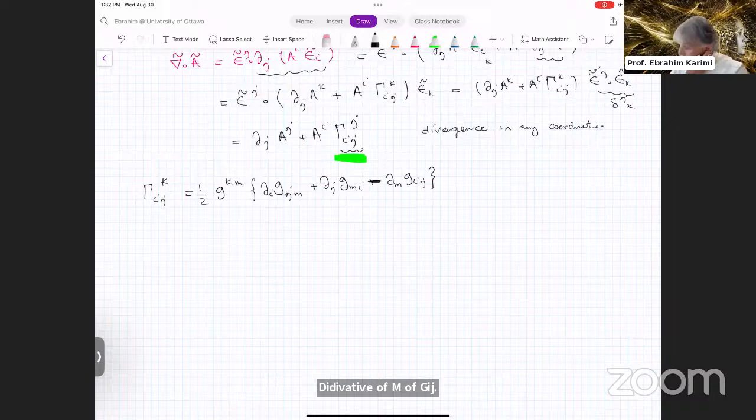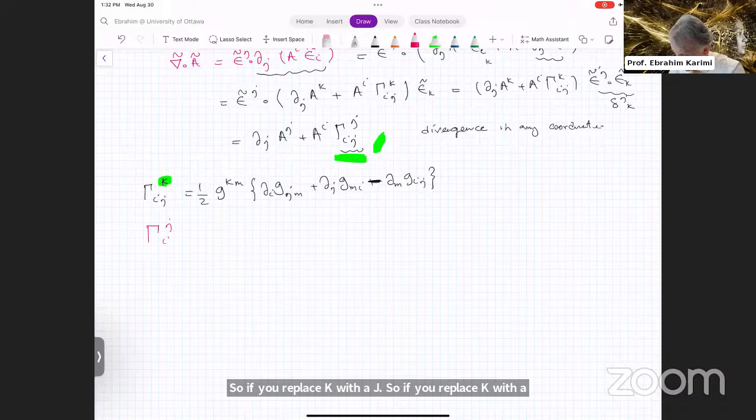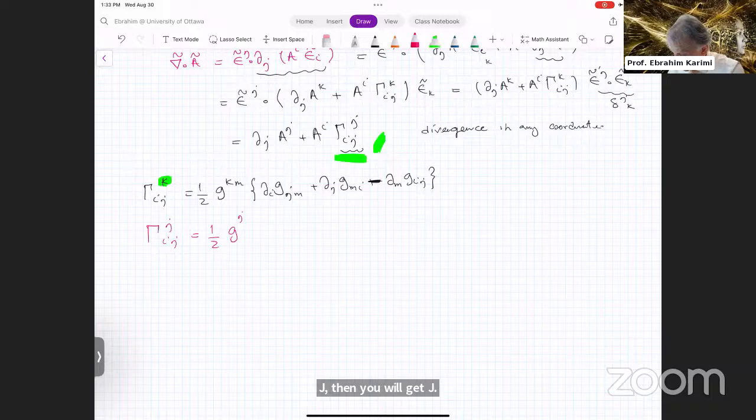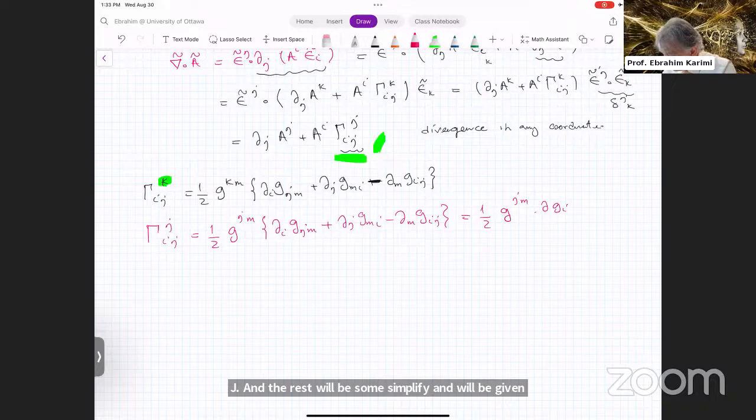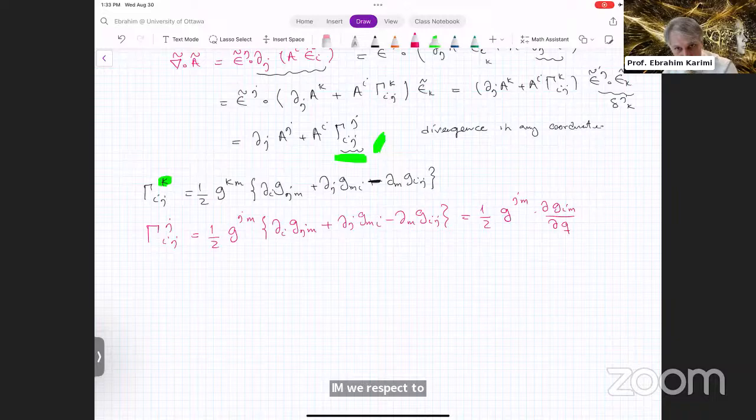Now, in this calculation, explicitly, what I need is to replace K with a J. So if you replace K with a J, then you will get gamma^J_IJ equal to 1 divided by 2 G^JM derivative of I of G_JM plus derivative with respect to J of G_MI minus derivative of M of G_IJ. And if you simplify this, that will be given by 1 divided by 2 of G^JM. And the rest will be simplified and will be given by the derivative of G_JM with respect to Q^I. Sorry, Q^M. Okay.